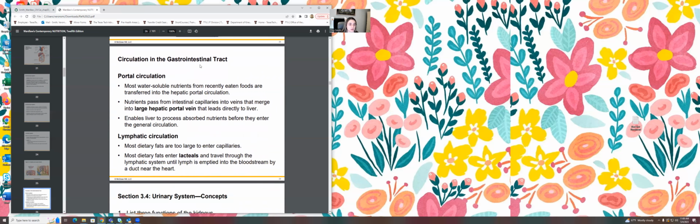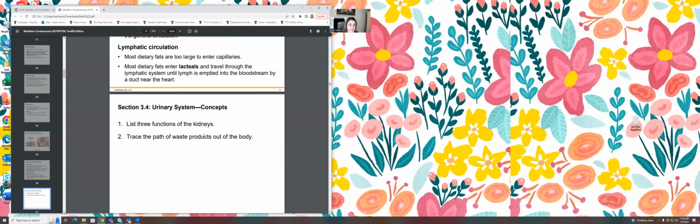So our gastro tract, this is something that's going to be on your quiz as well. Most water-soluble nutrients from recently eaten foods are transferred into the hepatic portal circulation. Nutrients pass from intestinal capillaries into veins that merge into large hepatic portal veins that lead to the liver. And we'll look at how all of this works.